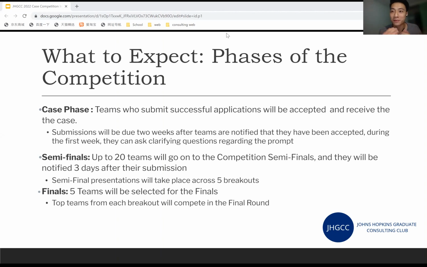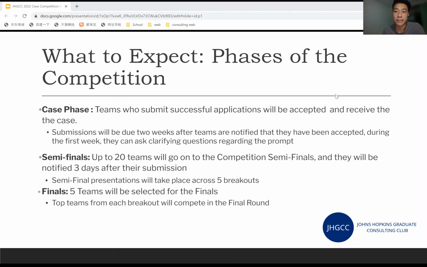What we mean by successful applicants is that as long as you satisfy the previous 3 criteria, we will also ask you a very simple question on why you're interested in the case competition. As long as you give a reasonably good answer for that, and I really do mean reasonably good, then you will be accepted. After you're accepted, you will be given the case. Then you will have 2 weeks to work on that case. During the first week of the case, you're also able to ask clarifying questions that might be helpful for you to solve the case.